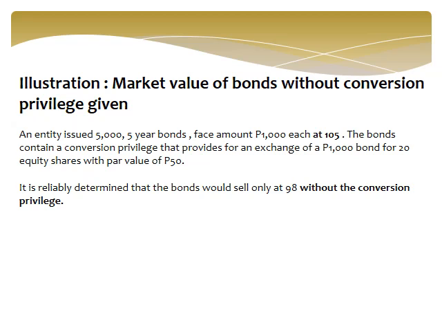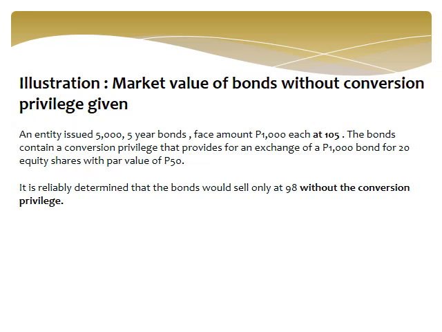However, sometimes in the problem, the market value of the bonds without the conversion privilege is not given, only the liability itself. So, when the problem is like this, it is easier. So, let's start. An entity issued 5,000 5-year bonds, face amount of 1,000 pesos each at 105. The bonds contain a conversion privilege that provides for an exchange of a 1,000 peso bond for 20 equity shares with par value of 50 pesos. It is reliably determined that the bonds would sell only at 98 without the conversion privilege.